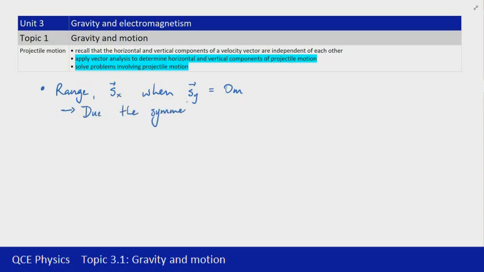Now the reason why this one's important is due to the symmetrical nature of projectile motion, basically that idea of what goes up must come down. It means that we have a simplification we can use here in that the velocity going up is going to be equal to but opposite the velocity when it comes back down.